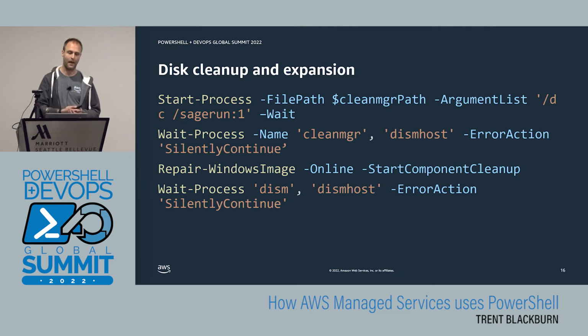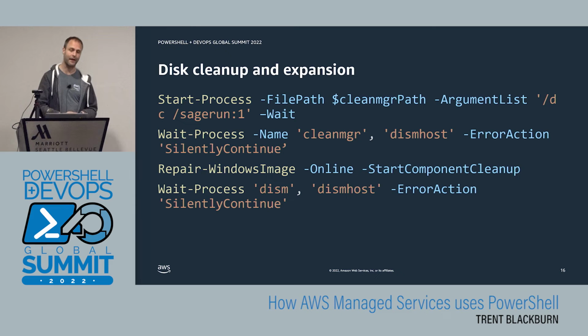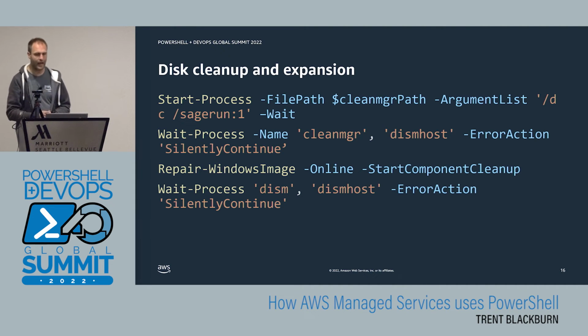Following that, we reevaluate whether or not the disk has come below the free space threshold or the disk usage threshold that we have. If it has, then our job is done. If not, then we kick off some more automation that is mostly outside of PowerShell to expand the EBS volume that the instance is running on, and then we expand it within the file system of the operating system as well. Outside of what we're talking about here, I don't have that code to show you, but you can kind of imagine what it is.